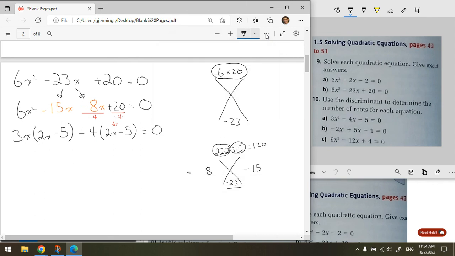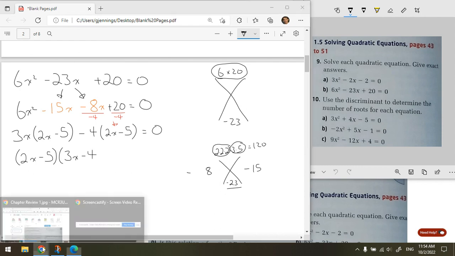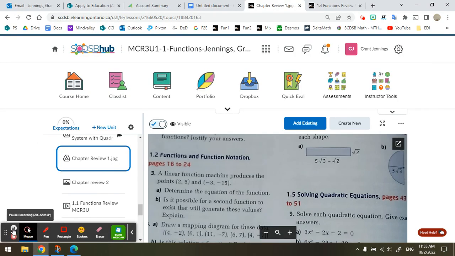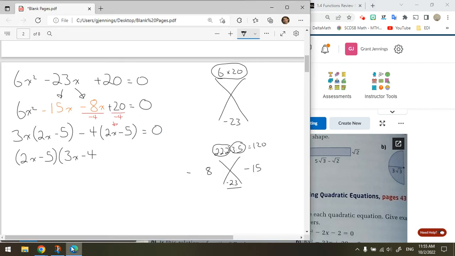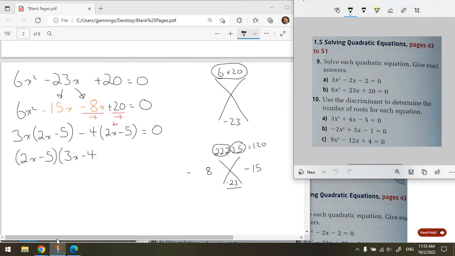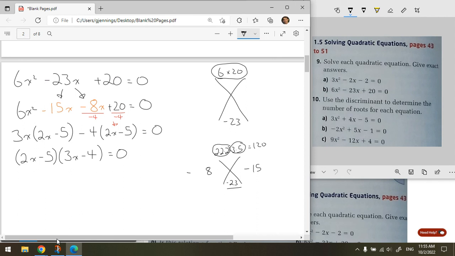Okay, so I see 3x minus 4. Each one of these terms is multiplied by 2x minus 5. So 2x minus 5 is the common factor. It multiplies 3x minus 4. Okay, let's keep going. So 3x minus 4 is equal to 0.